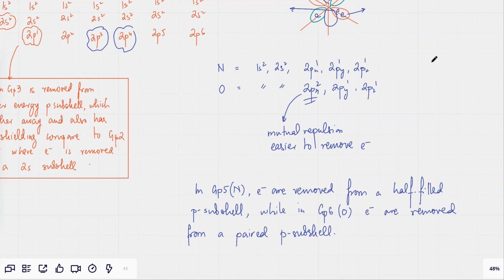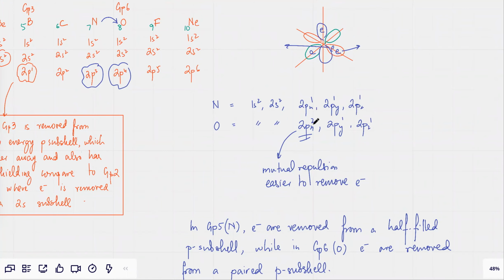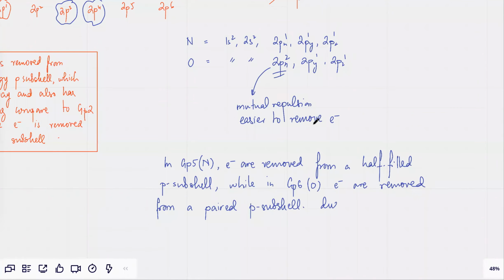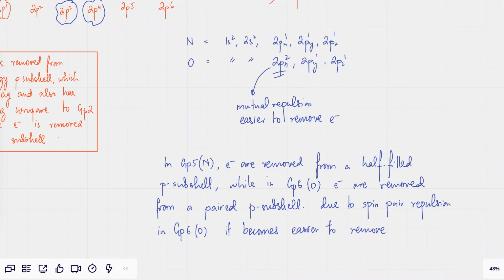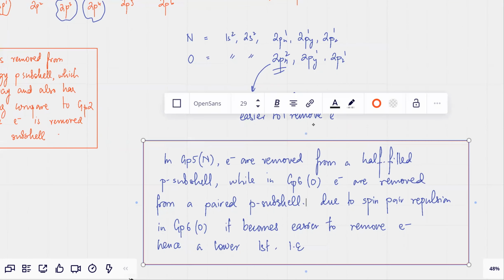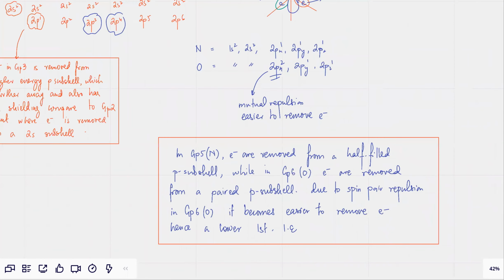And this mutual repulsion, if the same orbital now has 2 electrons, the mutual repulsion of the electrons is known as spin pair repulsion. So due to spin pair repulsion in oxygen, in group 6, it becomes easier to remove electrons. Hence, you have a slightly lower ionization energy. And you have to remember this particular explanation as well.